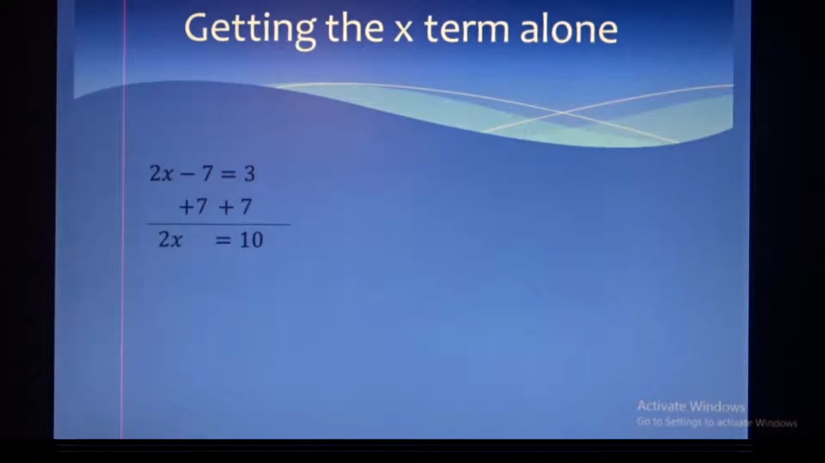Now that the 2x is by itself, we can undo the multiplication that's happening to the x. And to undo multiplication, we'd use division. So we're going to divide both sides of the equal sign by 2. So we're going to divide 2x by 2 and 10 by 2. This leaves us with x is equal to 5. So our answer is x equals 5.